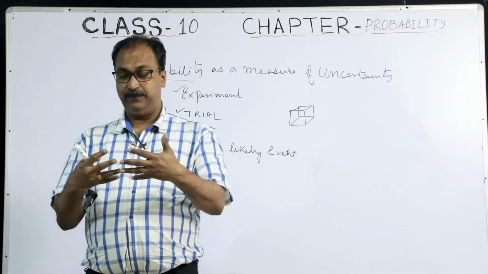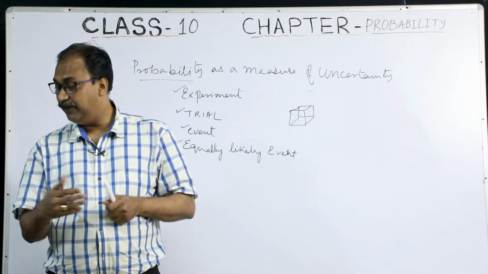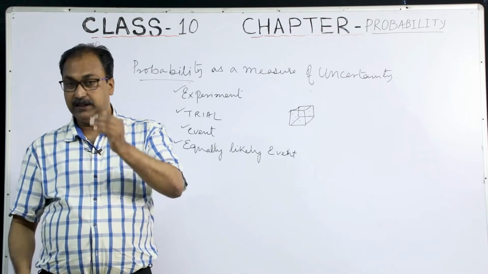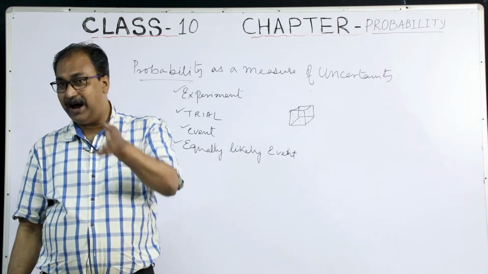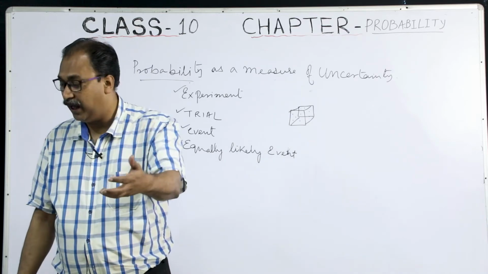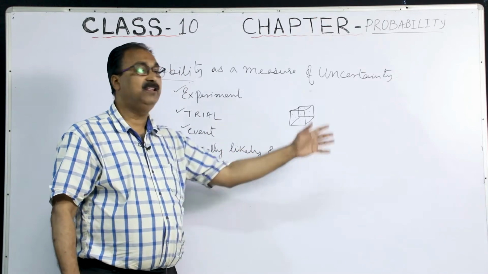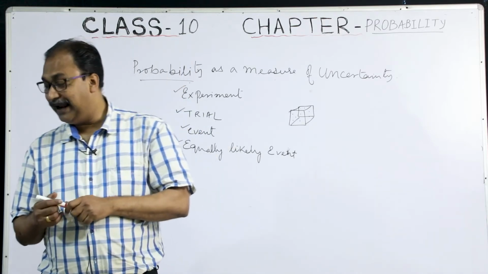Outcomes of the trial are said to be equally likely events if, taking into consideration all the evidence, there is no reason to expect one in preference to the other. Example: if you are throwing a coin or a die, all the faces are equally likely to come. Now we have to go for elementary event.